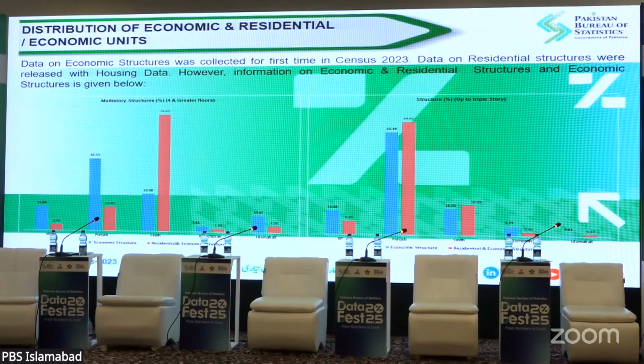This is basically data on economic structures. Also, we do have the data on the residential structures, for multi-story structures and simple structures up to triple story. So that is also very useful information, that is, how many different types of structures we have in the country according to the provinces, which can be used in any evidence-based decision making. Next.